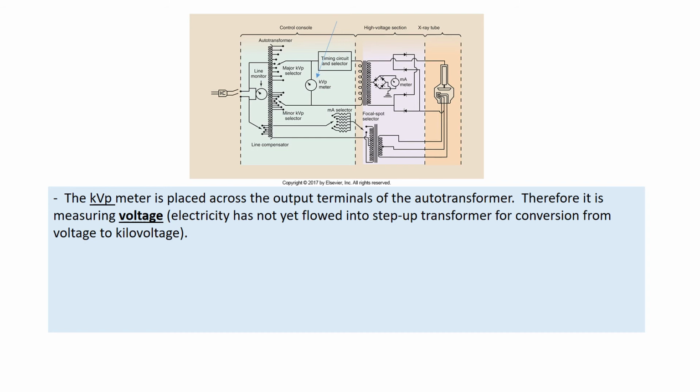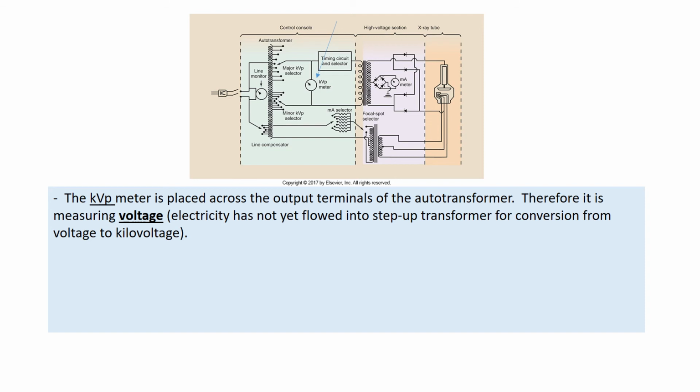Now, what did we say? We said that everything on your control panel has to be at low voltage. There is a kVp meter on your control panel. You know what kilovoltage you are setting. I want you to look at the position of the kVp meter. The kVp meter is going to be between the autotransformer, which is low voltage, and the step-up transformer. Now, what's the job of the step-up transformer? It's going to bring it from voltage to kilovoltage, so that's high voltage.